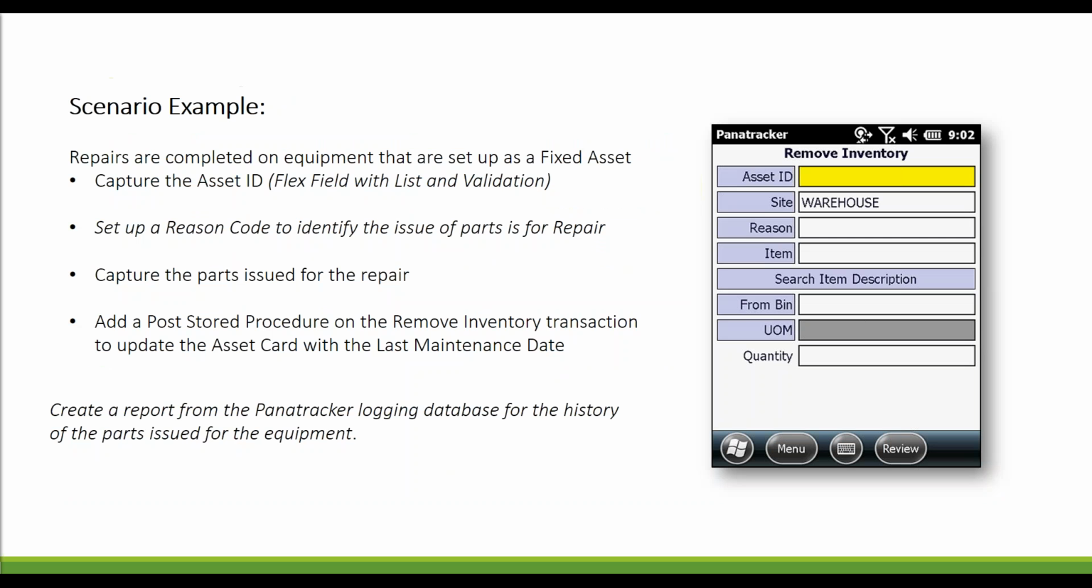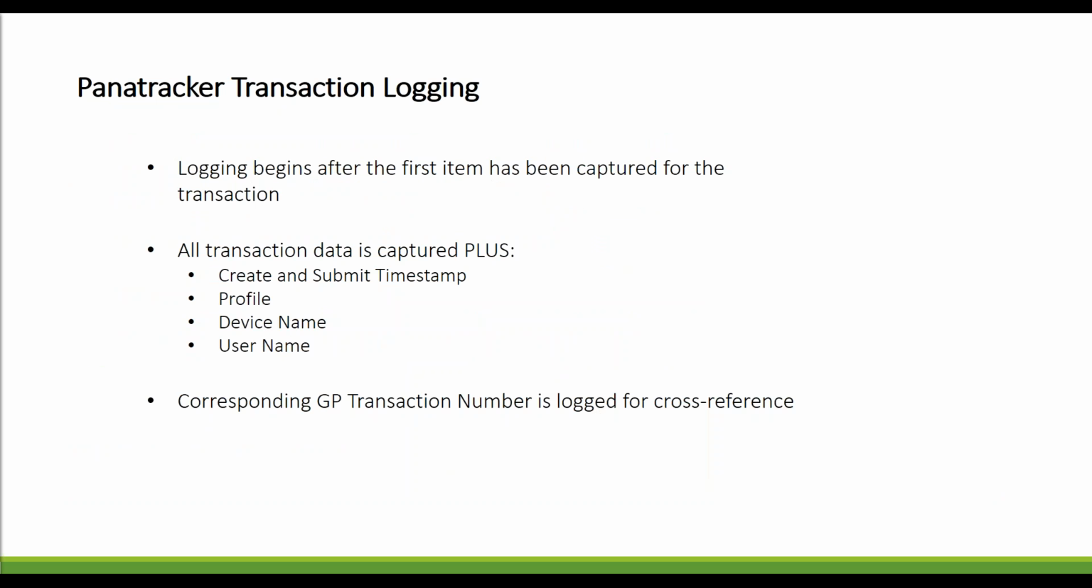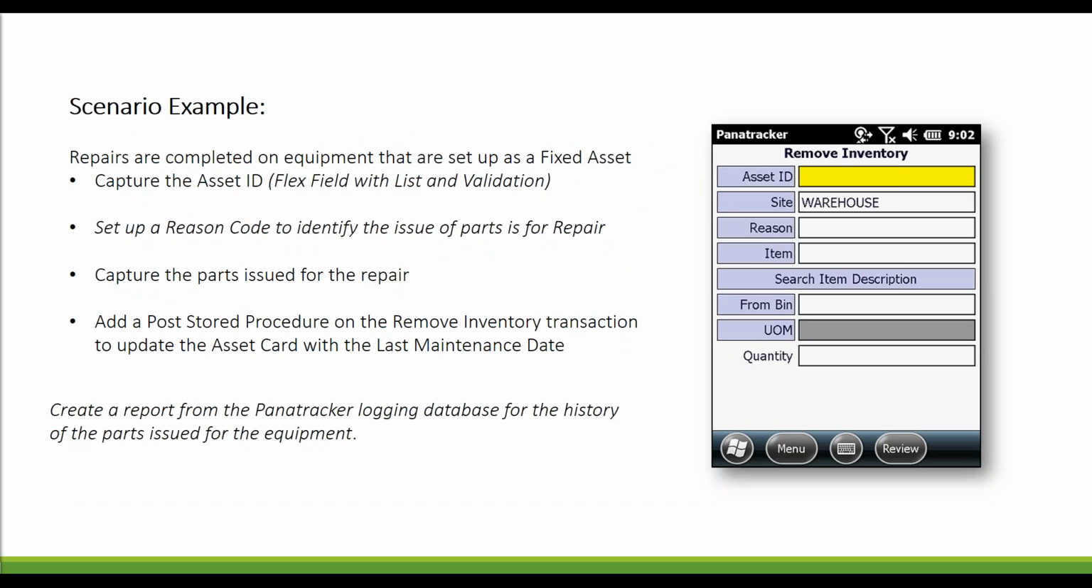That example is basically somebody that's also tracking fixed assets, maybe doing a repair on that asset. And based on that repair, they might want to capture the parts and also update the fixed asset record. So this is an adjustment transaction on inventory where they can capture the items and the parts that they're taking out, the asset that they're applying that part to, and we can then do a post-stored procedure to update the asset record on the last maintenance date. So this is just one example of how that extensibility is available to you.